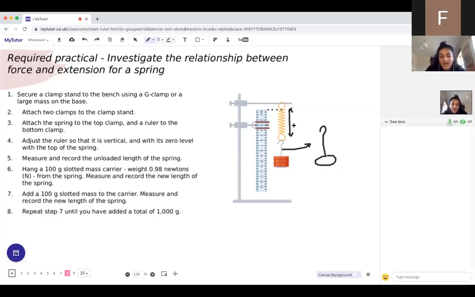Then we're going to add on our slotted mass carrier. Now the mass carrier has a weight itself, which is 100 grams. So we're adding on a weight of 100 grams. Okay, so we're adding on a mass of 100 grams, which corresponds to a weight of 0.8 newtons.